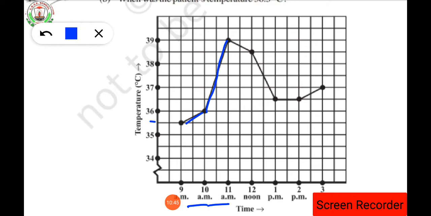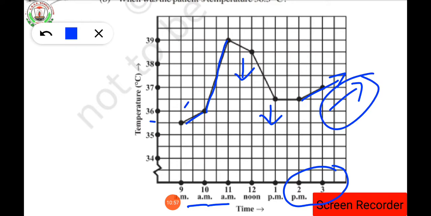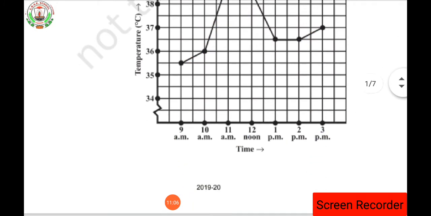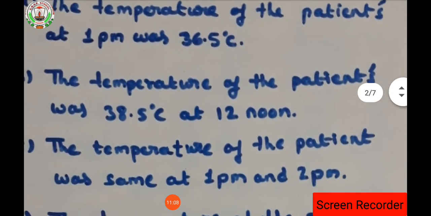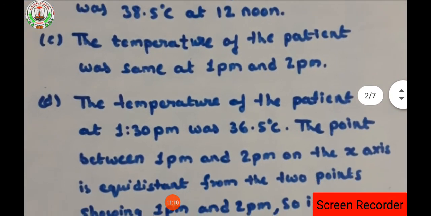This is the timing, isn't it? Then after that the temperature falls down. Here the temperature falls down, here the temperature falls down. But at 2 p.m. to 3 p.m. again the temperature increases. So wherever the temperature increases, that time we have to answer. So 9 to 10, 10 to 11 and 2 to 3 p.m. the temperature increases. That is answered in the E part of the question.